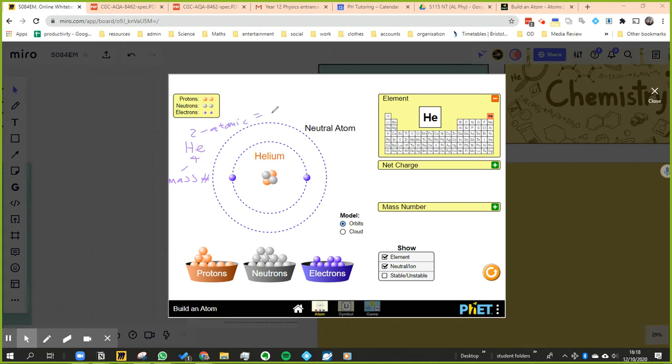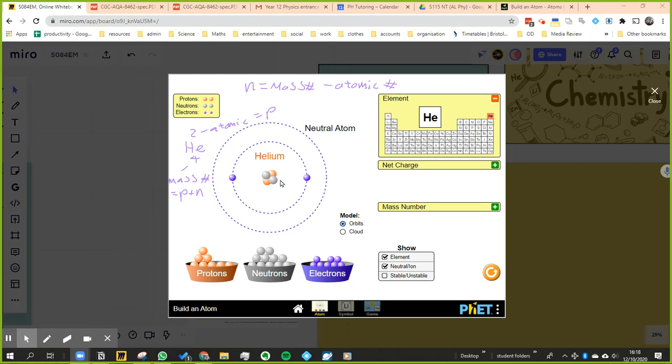The atomic number tells you the number of protons, and the mass number tells you the number of protons plus neutrons. So if you want to calculate the number of neutrons, the neutrons are going to be equal to the mass number take away the atomic number. Because the mass number is the number of protons and neutrons, if you take away the atomic number, you reveal just the neutrons. So that's the basics of atomic structure.